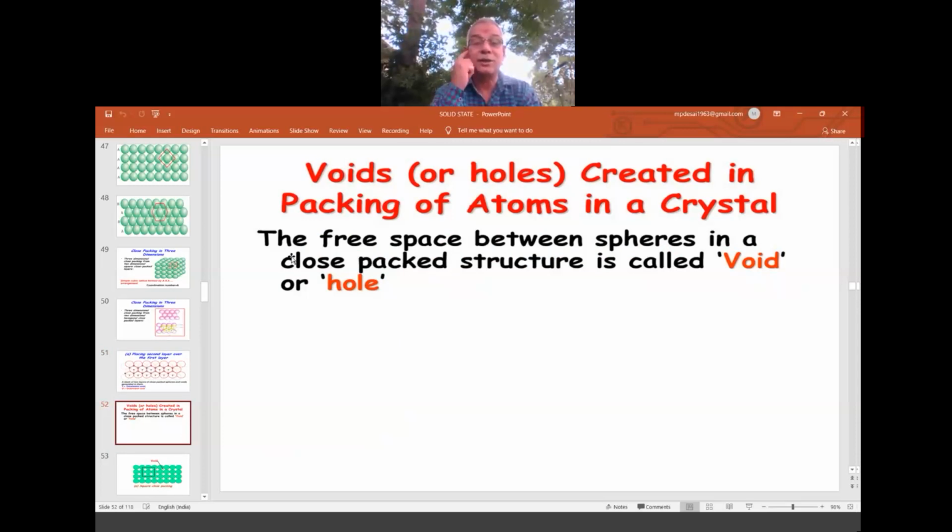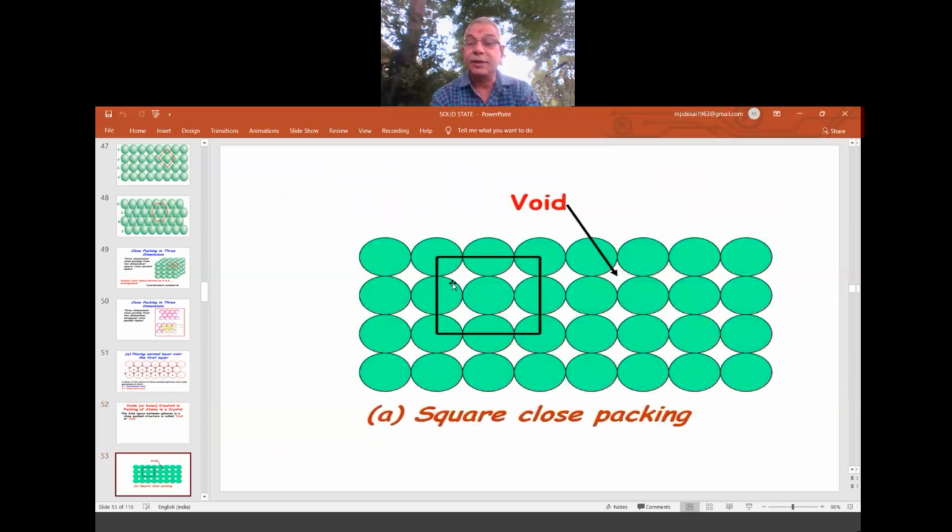IUPAC has given the meaning here. The free space between the spheres in a close packed structure is called a void or a hole. So whenever atoms come close, that time they go for a structure, but the free space, the empty space, is called a void. See here, clearly shown only in 2 dimensions. In 2 dimensions, AA type. See here, here is the void. Many voids are there. You see how many voids?